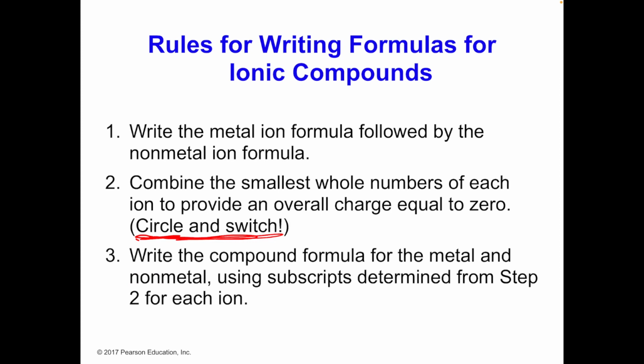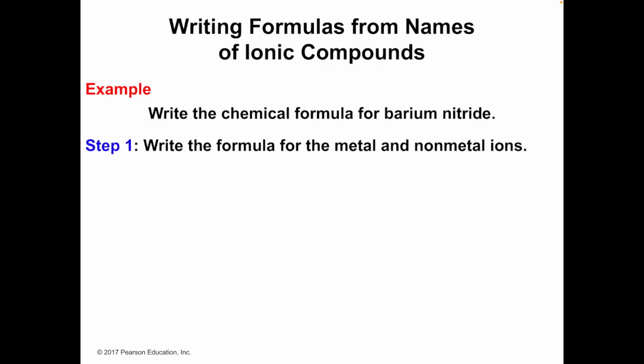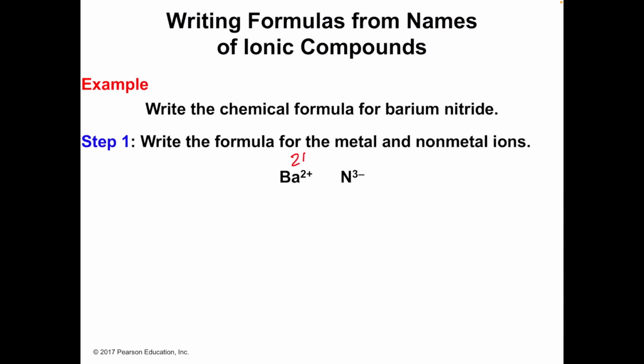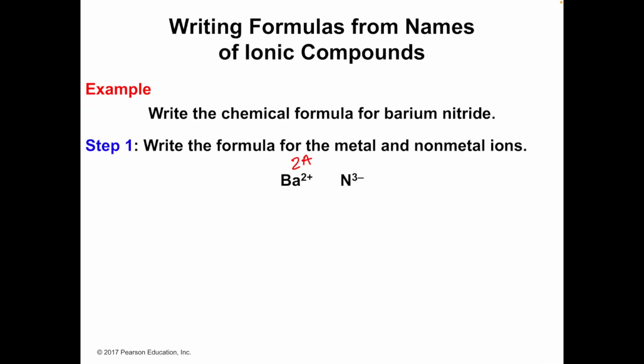And then when you're figuring out the formula for the metal and the nonmetal, you're going to use subscripts, okay? And you're going to figure them out in step 2 for each ion. So the way that it looks like is this. You might have an example or a problem that says, write the chemical formula for barium nitride. The first step would be to write the formula for the metal and nonmetal ions. So barium is in group 2A, so it's going to lose those 2 valence electrons, and it's going to form a 2+. Nitrogen is in group 5A, so it's going to gain 3 valence electrons and form a 3-.